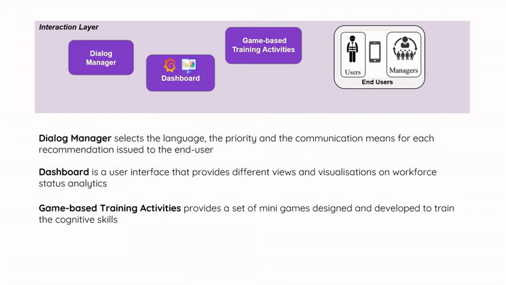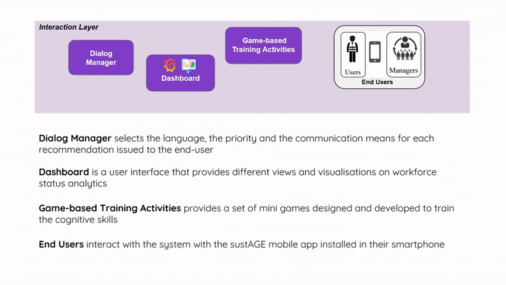The game-based training activities component comprises a set of mini-games designed and developed to train cognitive skills that usually decrease with age. Finally, the end users interact with the system with the sustAGE mobile app installed on their smartphone. Results from user interaction are fed back to the system and serve as an additional input.